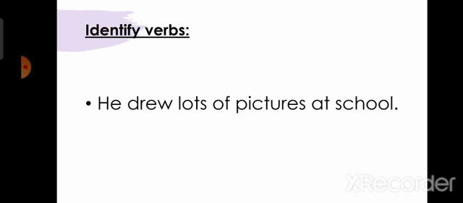Here I have another sentence. And what will you do here? You're right. From this sentence, you have to identify verbs. Okay? Read the statement with me. He drew lots of pictures at school. He drew lots of pictures at school. You have to identify the verb, and you know verbs are the action words or doing words. Whatever we do is called an action or verb.